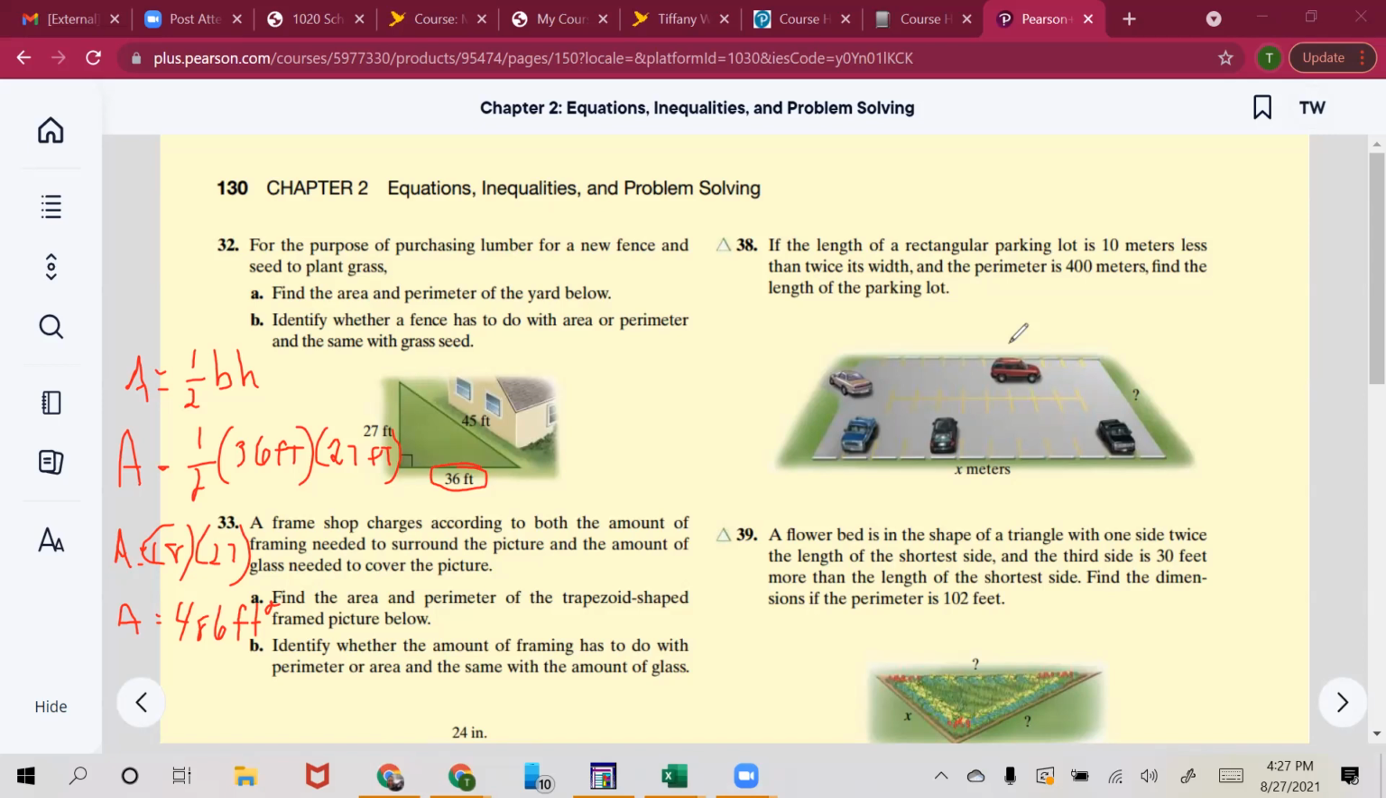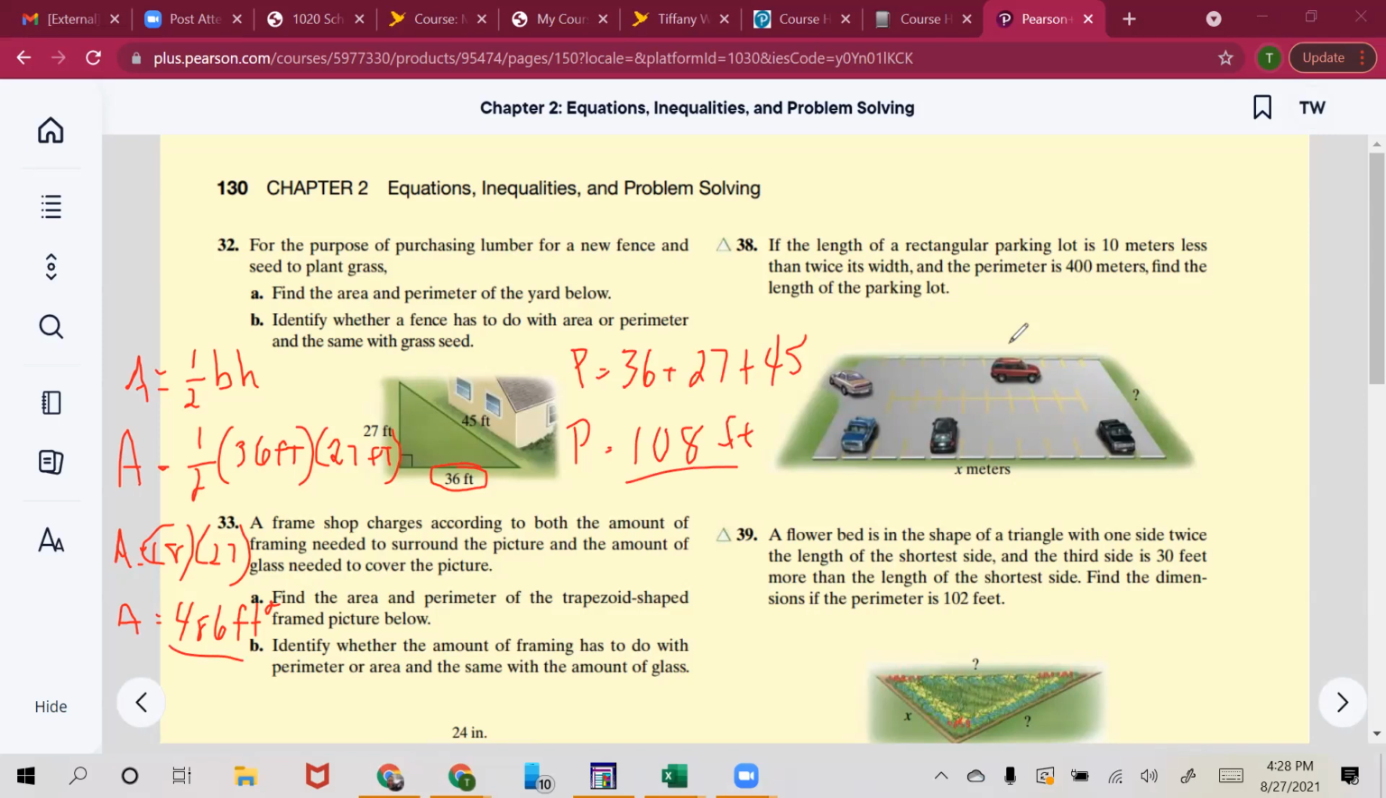And then it also wants the perimeter. There's a formula that says the perimeter of a triangle is A plus B plus C, but really you're just adding all your sides up. That's all you're doing. So the perimeter, and this will include the 45, is going to be 36 plus 27 plus 45. If we add all of those up, that's going to be 108 feet. You just keep the same unit that you had. So there's our area, there's our perimeter.